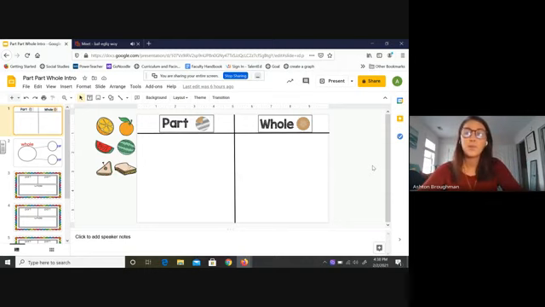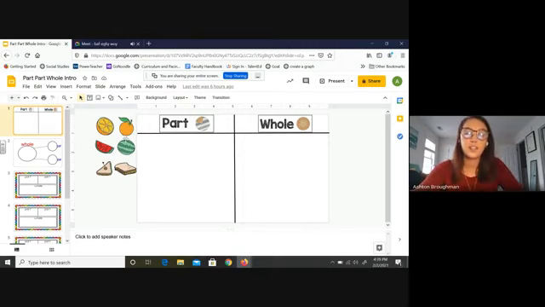But first, before we get into even using numbers with part whole, we have to understand what is a part and what is a whole. So I've put together a little chart for us. We're going to sort these pictures over here on the side, and we're going to drag them, and if it's a part of something, we're going to put it on this side, and if it's a whole of something, we're going to put it on this side. Now, for us to have a whole, we always have to have at least more than one part.